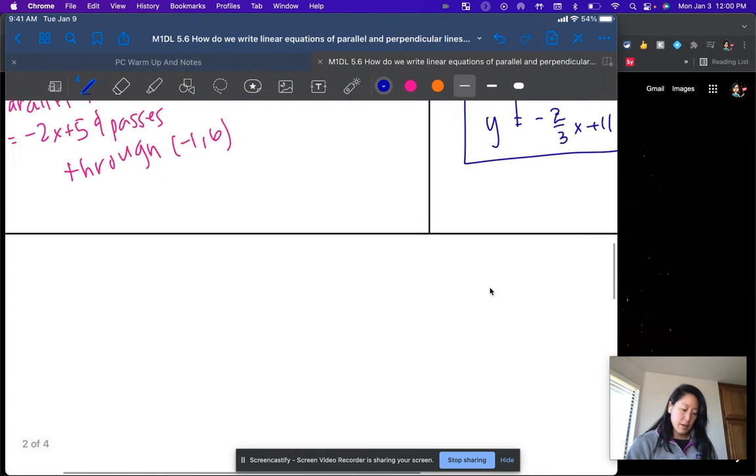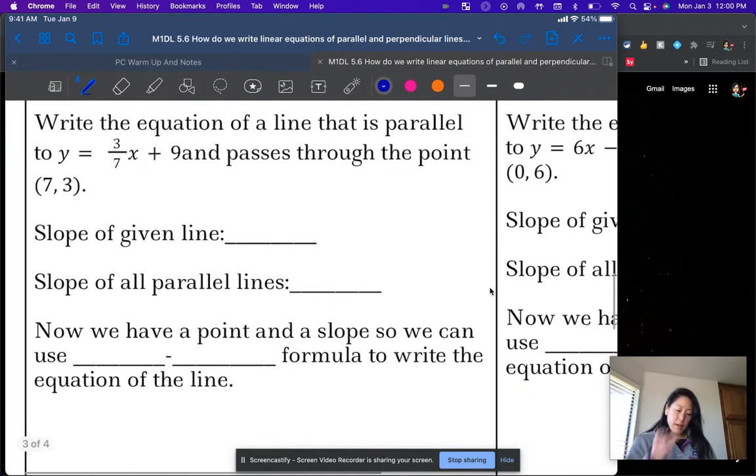All right, let's go ahead and do the next two. Write the equation of the line that is parallel to y is equal to 3 over 7x plus 9 and passes through the point 7 comma 3. So quickly we look at the slope of the given line, which is 3/7. Slopes of parallel lines will be equal. So the slope of the new line will be 3/7.